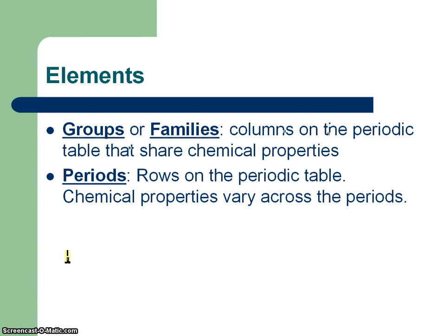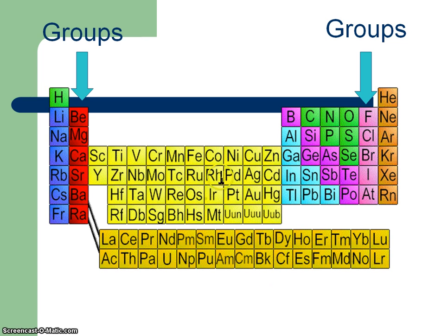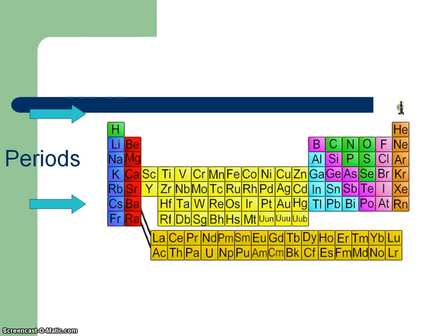And the periodic table breaks down elements into groups and periods. Groups, also called families, are columns on the periodic table. As you can see up here, columns. And they share chemical properties within the column. And periods are rows on the periodic table. And the chemical properties vary across the periods. As you can see, rows. Groups are columns, periods are rows. Again, groups, columns, periods, rows.